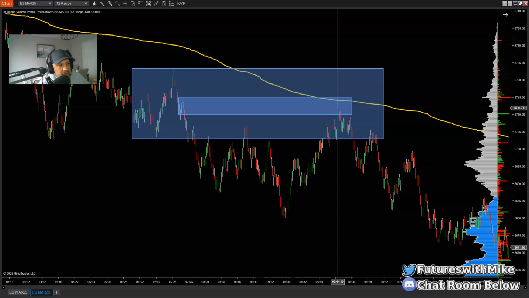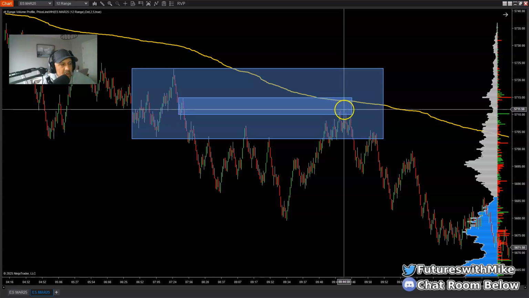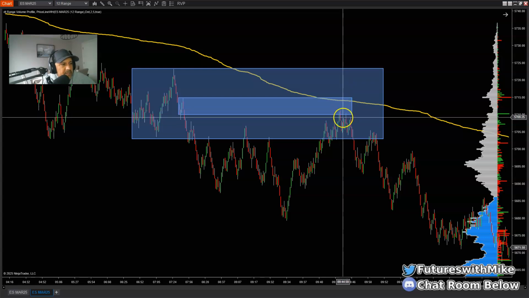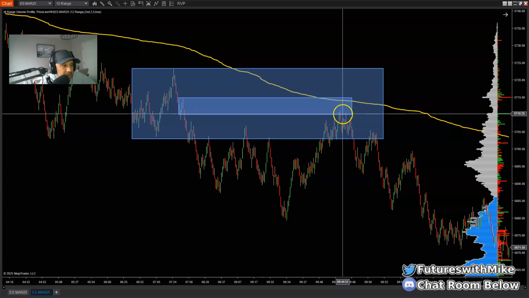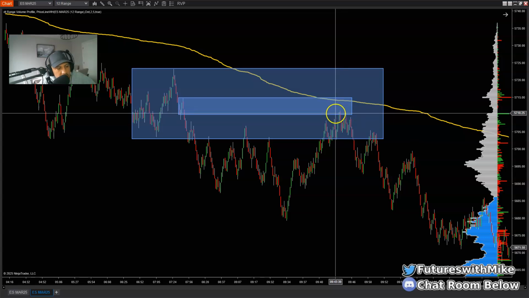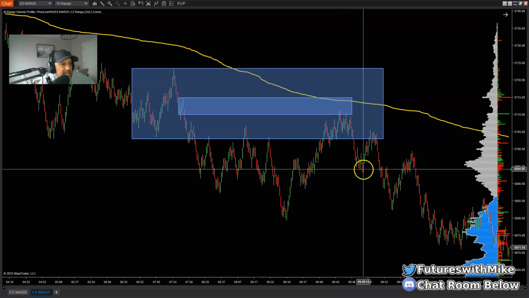Give yourself maybe 2 or 3 points breathing room in case they push down and then come back, maybe wick this area out and stop these sellers out. They love to do that. But in this case, they pushed down, came back, didn't stop above there. They came right back to the midpoint of this other rejection point here, and then they pushed lower.